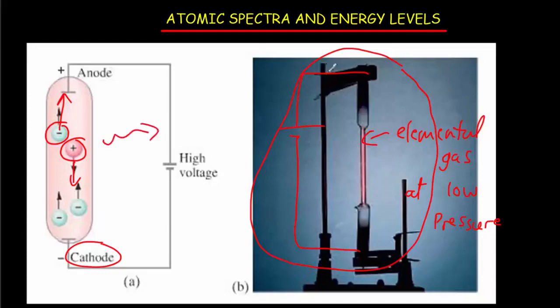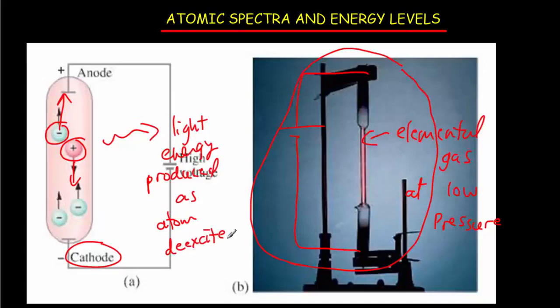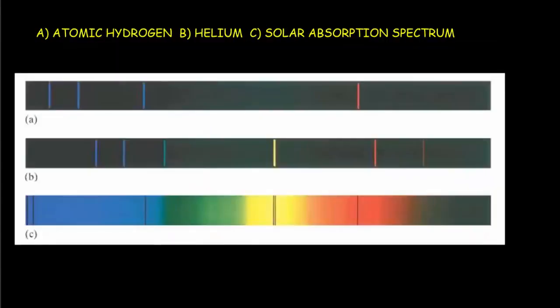So when we're talking about the emission spectrum from these elemental gases, that glow that's coming off the discharge tube, that's light energy produced as the atoms de-excite. And it turns out the light coming off each elemental gas is different, and the light characterizes that gas very well, and it has some special characteristics. The special characteristic that it has is what we call discrete line spectra.